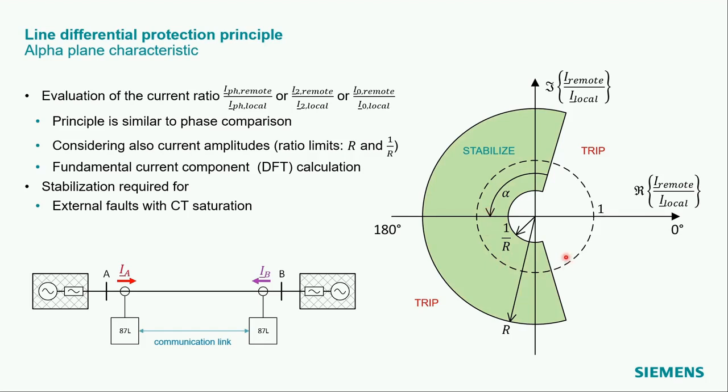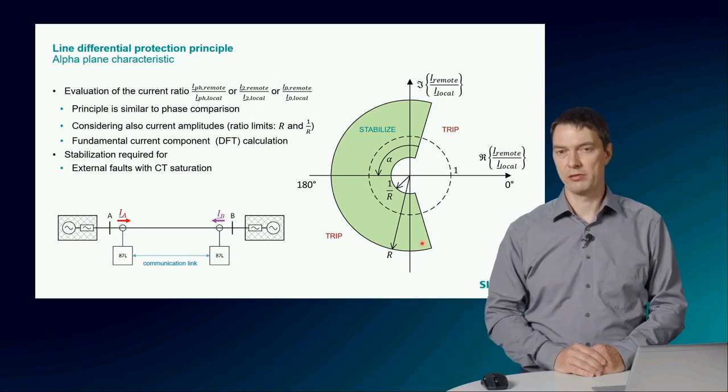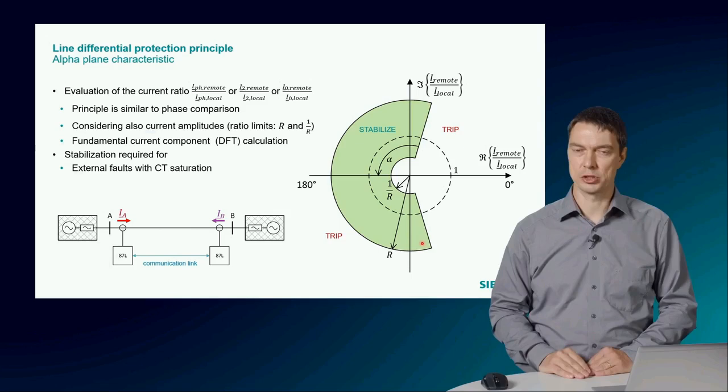Some current amplitude difference shall be acceptable. Therefore, we set a maximum ratio R in this D-rays. This defines an inner and an outer radius of this stabilization area. The maximum phase angle is defined by the phase error to be considered, similar to the previous explained phase comparison principle. Also, the alpha plane needs some additional stabilization for CT saturation, which is not shown here.